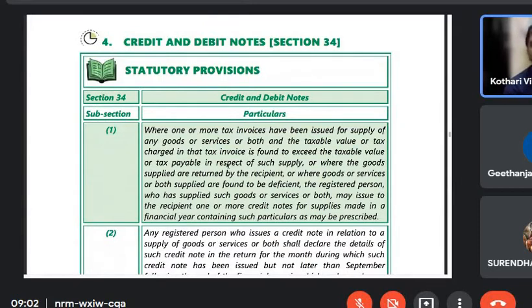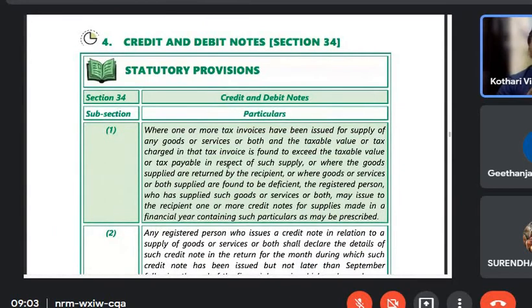Now, how is business done? Normally, when the goods are sold and if they are returned back, then what do you do? Credit note is issued. Credit note is issued by whom? Supplier. Now, when a credit note is issued by the supplier, what will the recipient do? He will issue a debit note. But that debit note is not the debit note which we are going to see here. The debit note issued by the supplier is the one discussed.